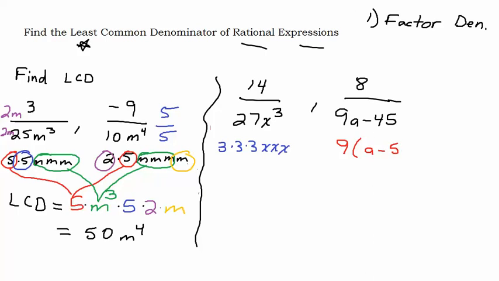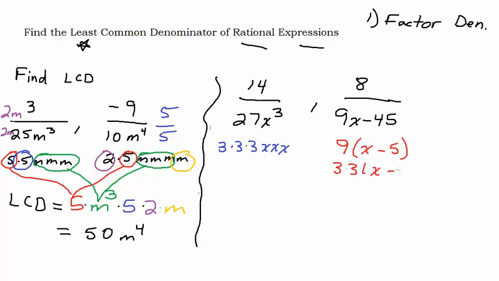Oh, I'm sorry. Let's make these the same variable. This should be an x. They should either both be x's or both be a's. Let's go with x. All right, so this would be 9x. And so if I take out that 9, I'm going to be left with 9 times x minus 5. And of course, 9 is 3 times 3.